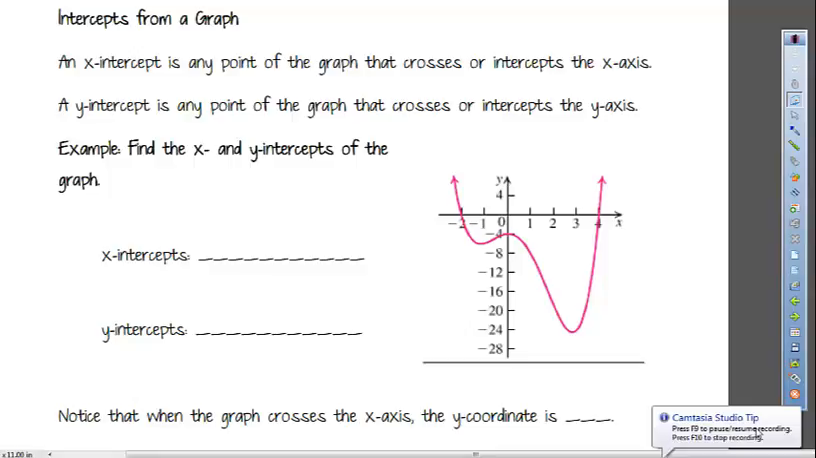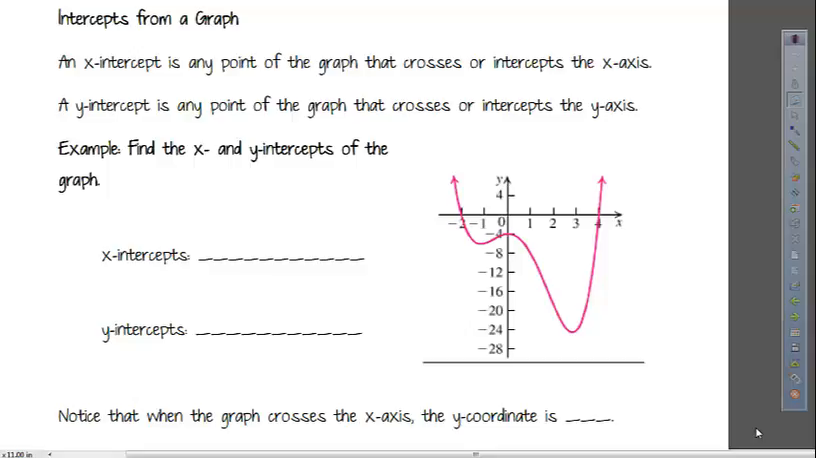We've already kind of talked about the idea of intercepts. When we talk about intercepts, they're basically where our graph crosses the x or the y axis. And no matter what type of function you're talking about, it can be linear, it can be a circle, it could be something like this that we're looking at, we find the x and y intercepts in the same way. An x-intercept is any point of the graph that crosses or intercepts the x-axis. A y-intercept is one that crosses or intercepts the y-axis.